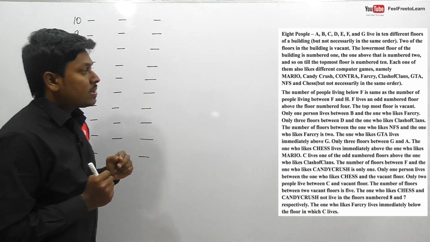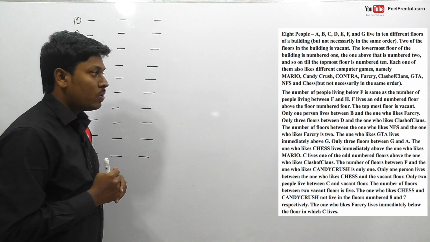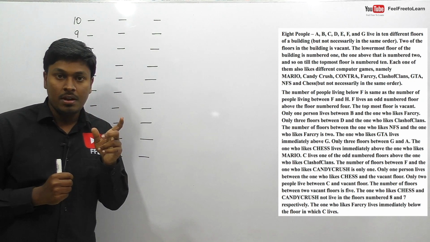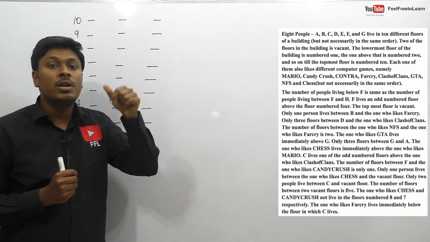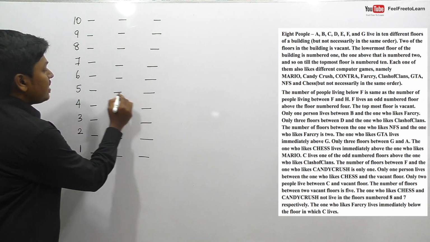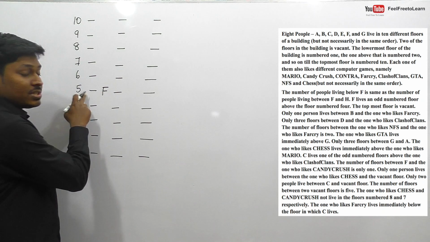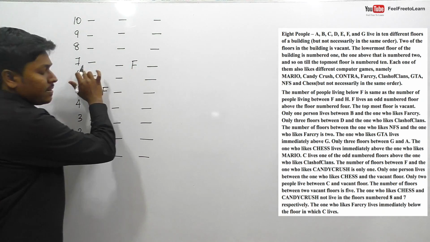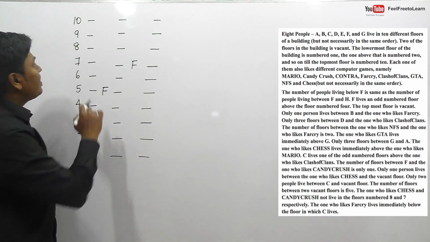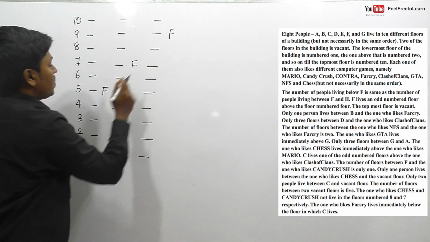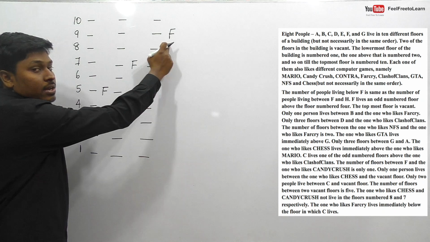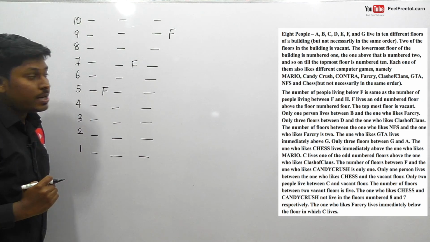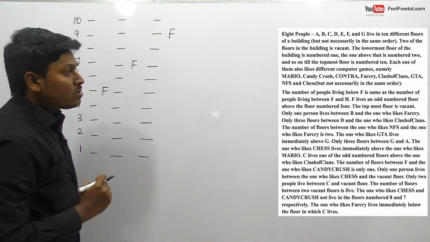Point number 2, friends. F lives on an odd number floor above floor number 4. So F is living on an odd number floor, and they have given a clue that it is above 4. So F can live on 5, because it's an odd number floor, or F can live on 7, which is also an odd number floor, or F can live on 9. So 5, 7, 9, all 3 floors are odd number floors above the 4th floor, right?